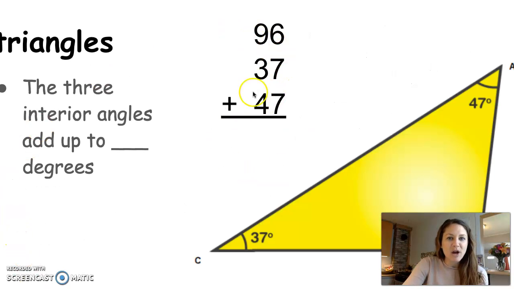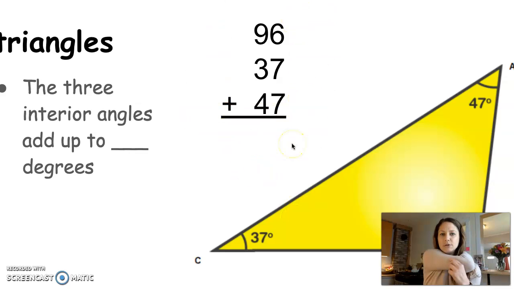So I want to figure this problem out. The three interior angles add up to blank degrees. One thing about triangles that is always true no matter what kind of triangle is the interior angles always add up to the same number. So in this triangle, we have angle A measures 47 degrees, angle B measures 96 degrees, just over that right angle, and angle C measures 37 degrees. So go ahead and add all of those up and see what we get for a total.